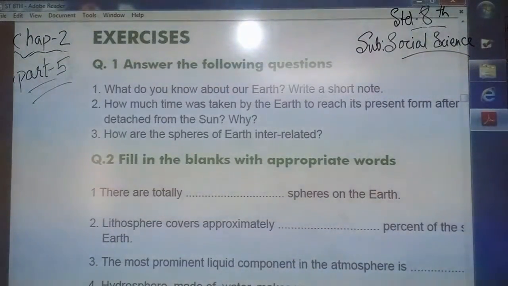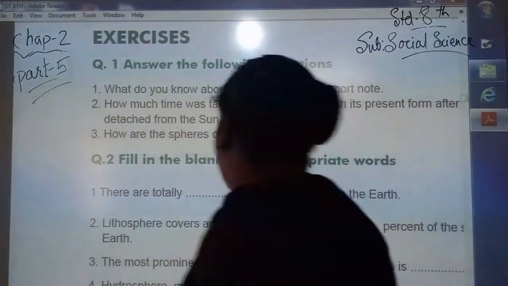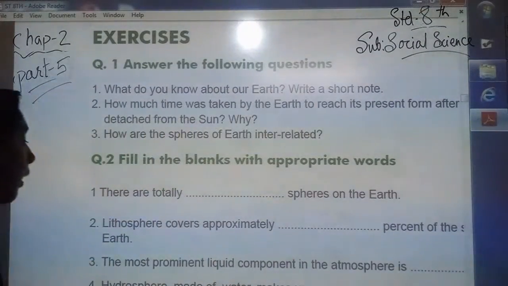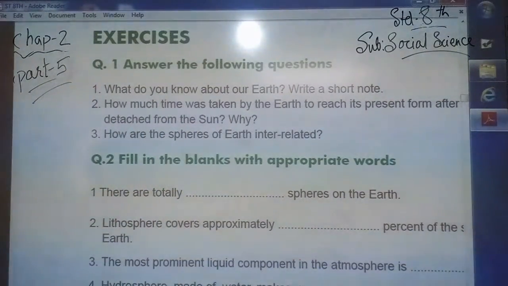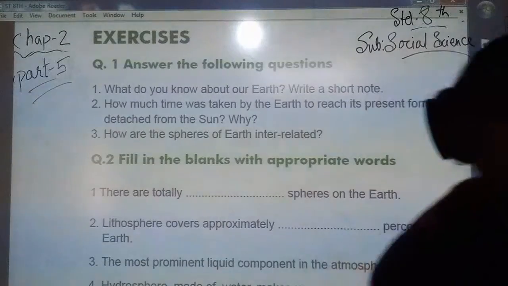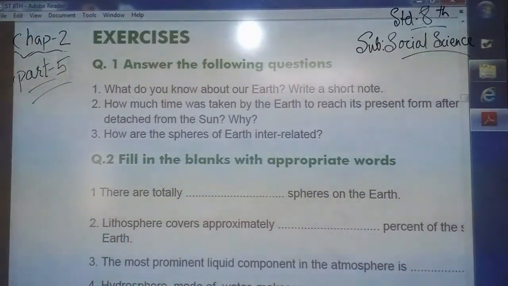Then there are some fill in the blanks. There are totally how many spheres? Lithosphere covered with how much percent? 29. Then liquid we can say from the atmosphere. Hydrosphere is covered of the 71%, because oceans are covered. Hydrosphere of water makes up the X%. So these all are the answers. Ozone gas absorbs the ultraviolet rays of the sun. So these all answers are in the videos and in the textbook also. So you have to read the textbook and check the videos.